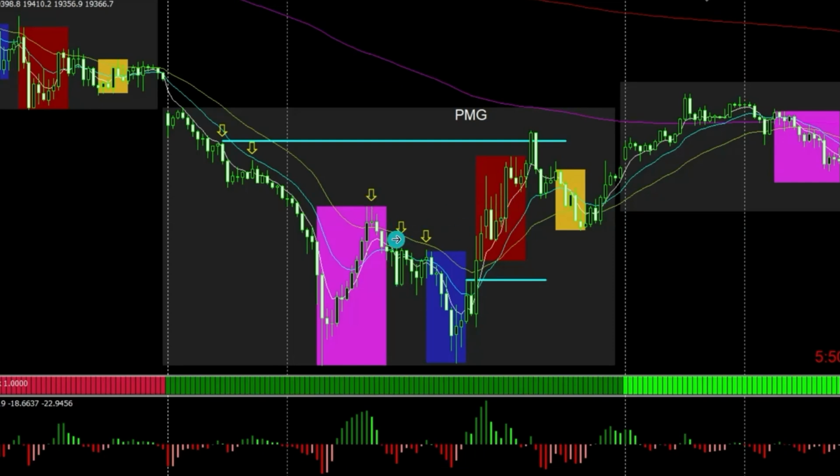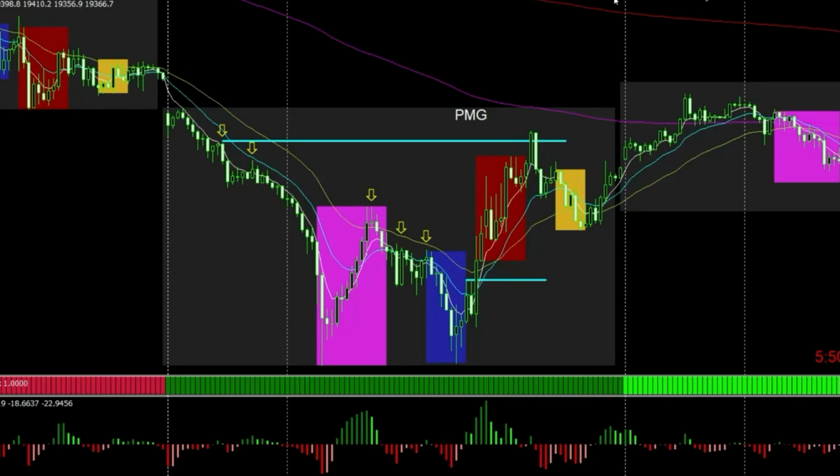Then it mitigates this mitigation block and then continues to take out the rest of these swing highs and mitigates one more time to go all the way back up to that liquidity void. But you could have exited here to take your profits.